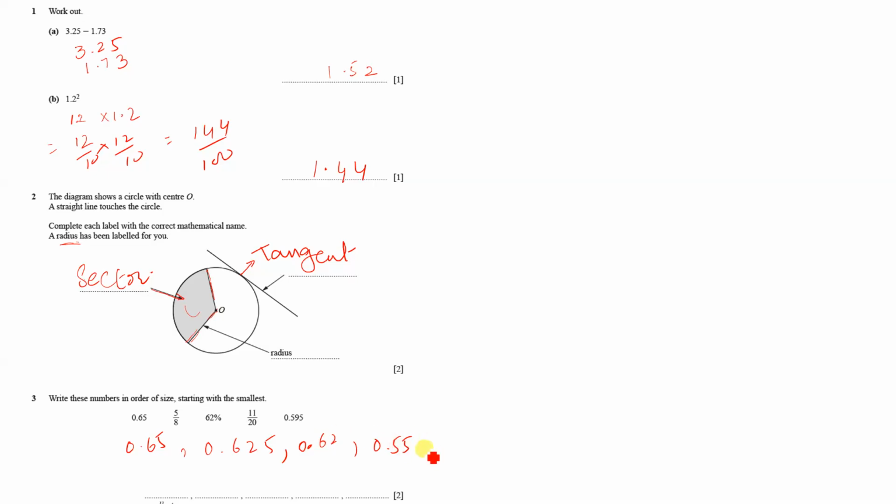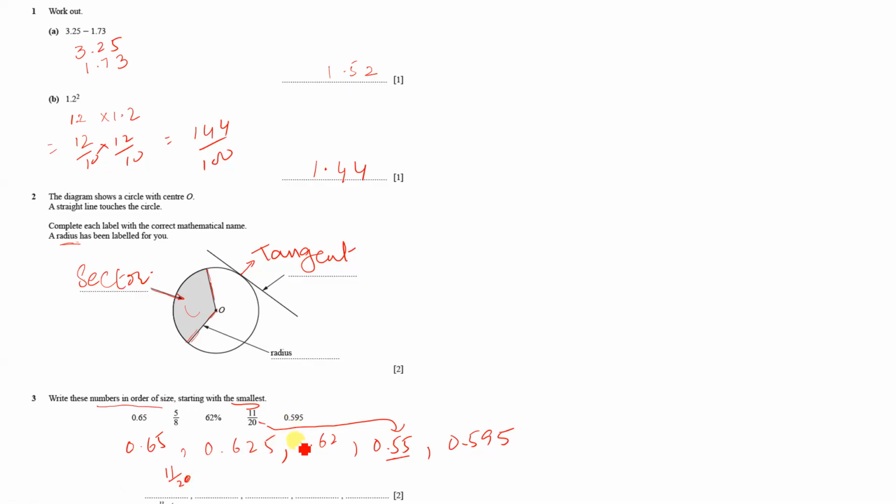And lastly we have 0.595. So we have to write these numbers in order of size starting with smallest. So let's see which one is the smallest one. We can see that this is smallest. So this is actually a representation of 11 over 20. So let's write 11 over 20 first.